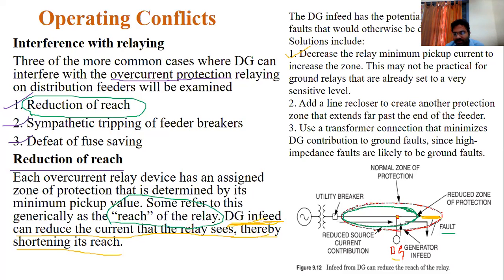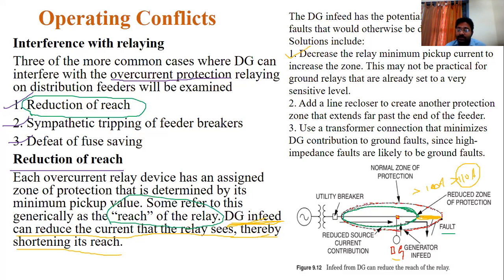So suppose, what is the pickup here? Suppose 100 amperes is the normal. What is the pickup, greater than that 100? Suppose 110 amperes, I'm just assuming, 110 amperes. So when you get this 110 amperes, the relay will activate and clear the fault.